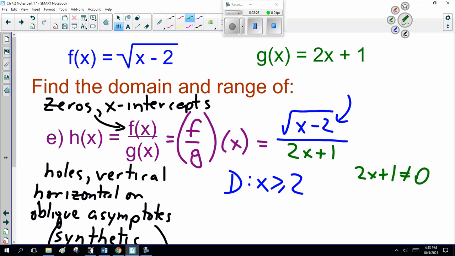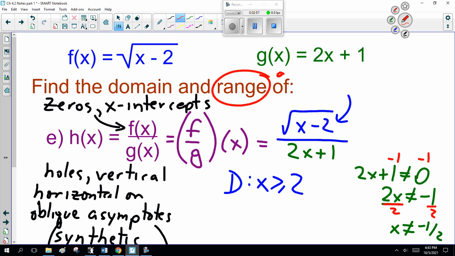So, we have to solve for x here. Minus 1, minus 1. 2x cannot equal minus 1. Divided by 2. Divided by 2. x cannot equal minus 1/2. But that's okay, because x starts at 2 here. Alright, now I said domain. That's easy to solve. Range, oh dear, graph it.